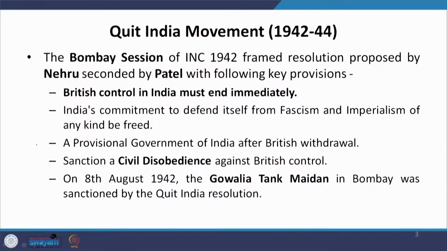that sanction of a civil disobedience against British control, and finally on 8th of April 1942 the Gwalior Tank Maidan in Bombay was sanctioned by the Quit India resolution. So, the famous slogan that we get from M.K. Gandhi in association with this movement is "Do or Die," whereas the slogan by Yusuf Meherali is "Quit India." Actually, the name Quit India comes from Yusuf Meherali's slogan.